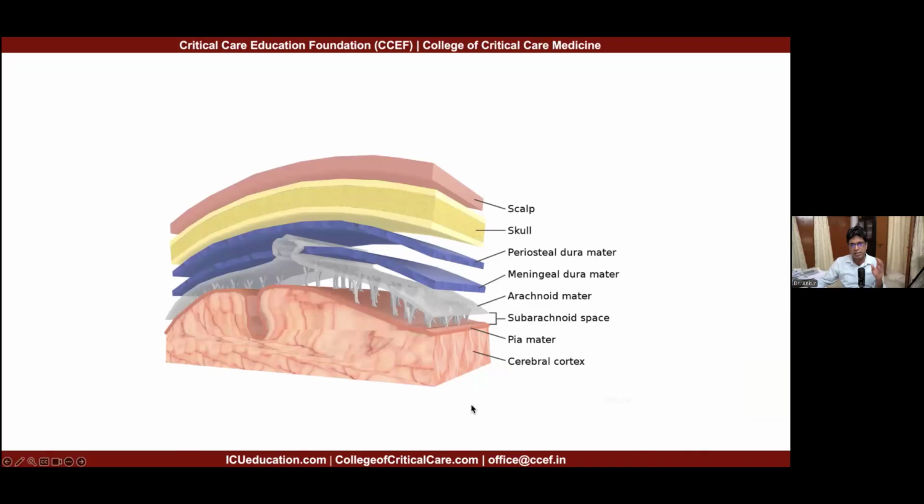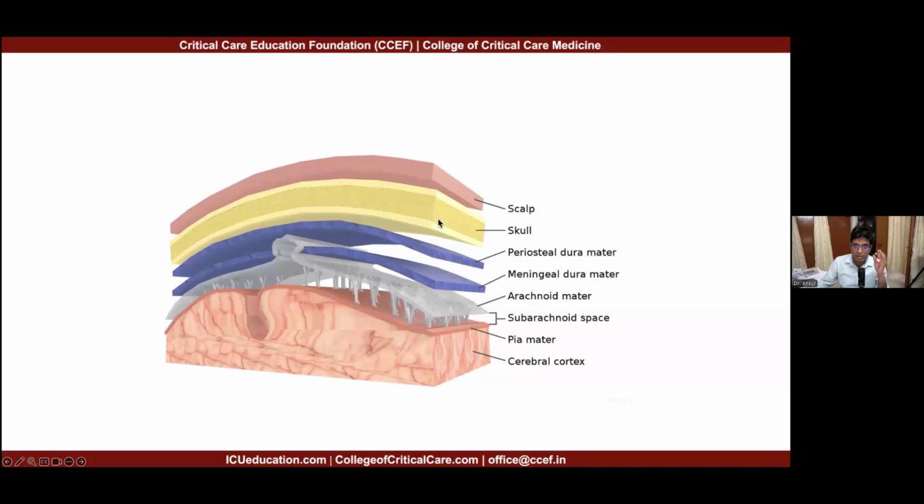Now, 3-4 slides to make you understand the various injuries. You need to understand the meningeal structure of the brain. It's a very simple diagram that I think many of you must know, but it's a revision for me and a few people who want to understand. This is the scalp. This is your skull. This is your dura mater. These two blue layers are dura mater. One is attached to the periosteum, and one is attached to the layer below, the meningeal dura mater. Then there is the arachnoid membrane, and then there is the pia mater, and then there is the brain. So based on this, we'll classify different types of injuries.